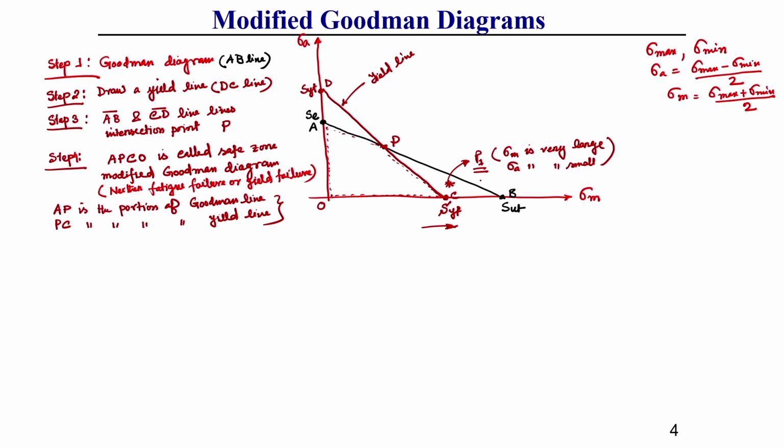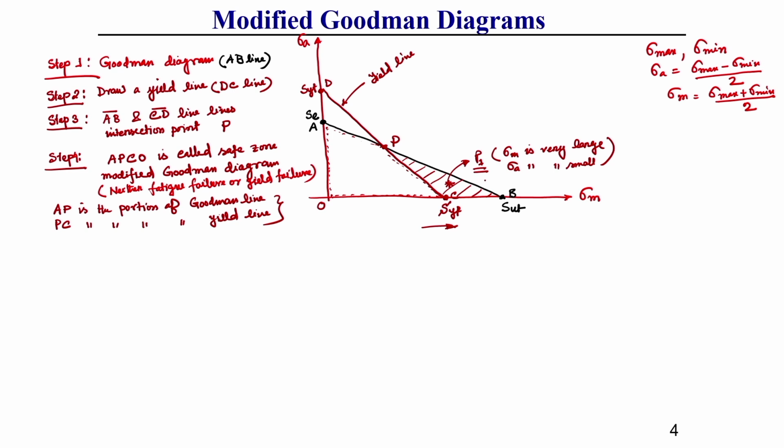So, this P1 point, as it is yielding, has already failed. This CPB zone is a vulnerable portion. That is why you see the portion PB of the Goodman line is a vulnerable portion and needs correction. This you should keep in mind.